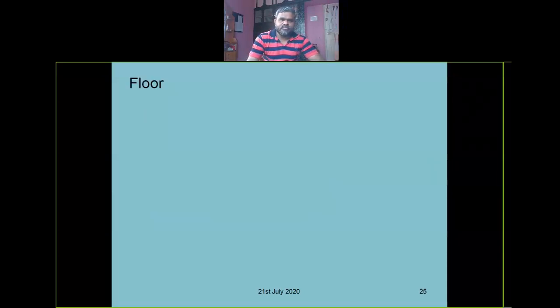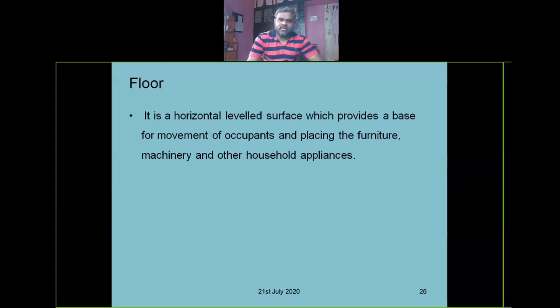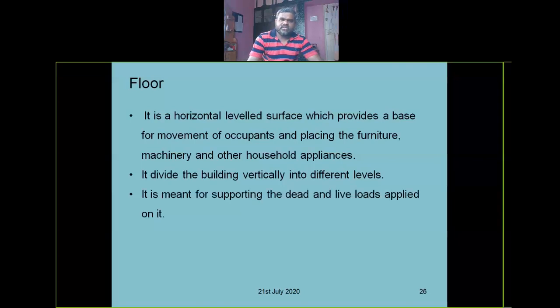Next is the floor. The floor is the horizontal leveled surface which provides a base for movement of occupants and placing furniture, machinery and other household appliances. Right, it divides the building vertically into different levels. It is meant for supporting the dead and live loads applied on it. The topmost floor is called a roof. So the floor is where we step onto, that is what we call the floor.